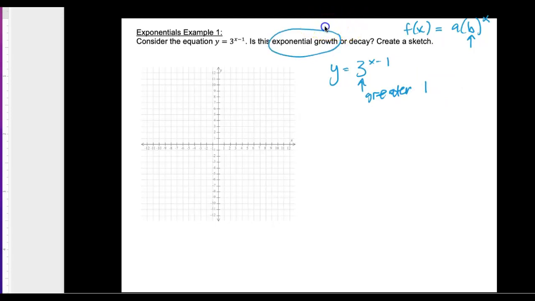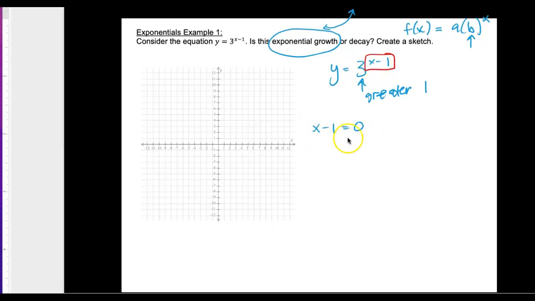Okay, so we're looking for a graph that looks like this. And so let's create a sketch. So the first thing we're going to do is look at our exponent. Our exponent is x minus 1, and we're going to figure out when x minus 1 is equal to 0, because when you raise anything to the 0 power, you end up getting 1. So it's just a really nice point to start with.